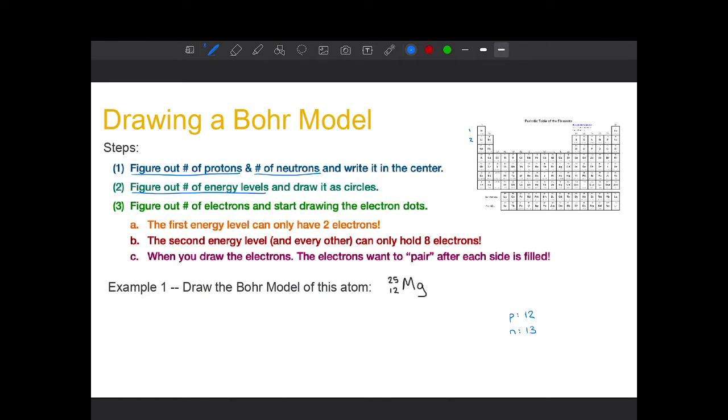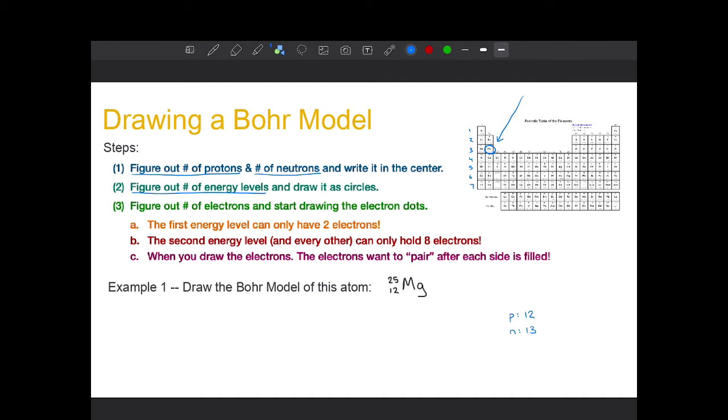At the very top, the first row, there's 1 energy level. The second row has 2 energy levels. The third has 3, so on and so forth. So technically, the most you can get is 7 energy levels. Where is magnesium on the periodic table? Well, sorry if you can't really see this on this tiny periodic table, but it's in the third row, meaning there are 3 energy levels, 3 quote-unquote rings.